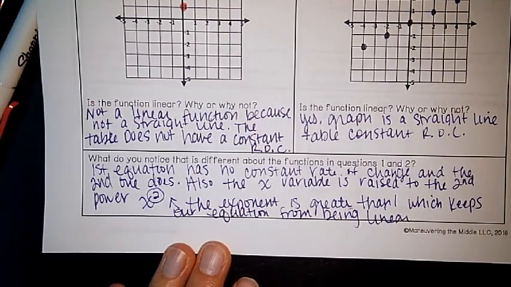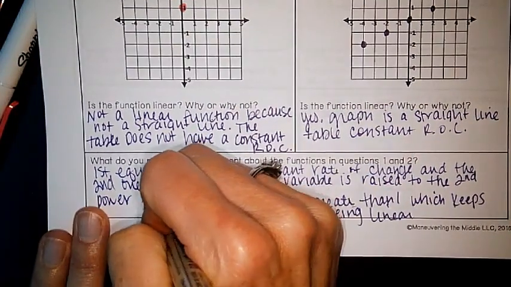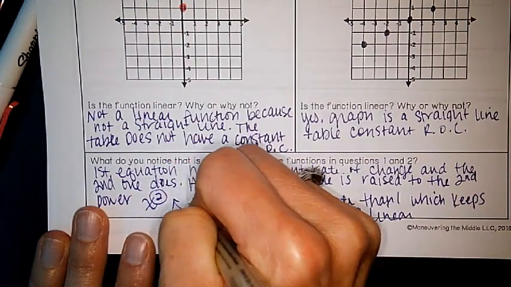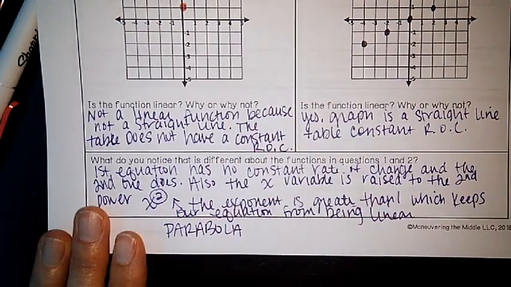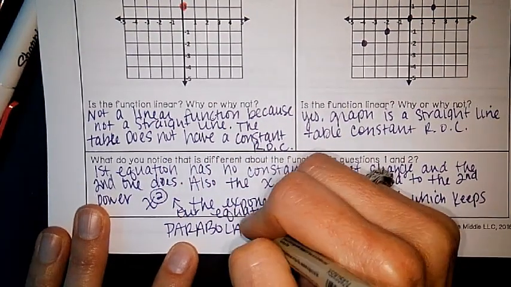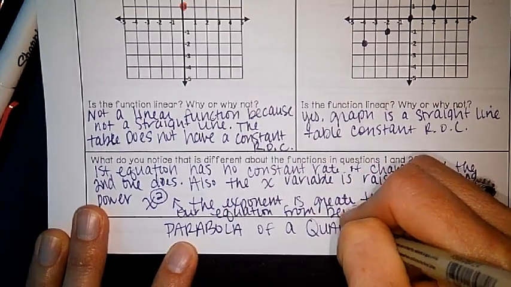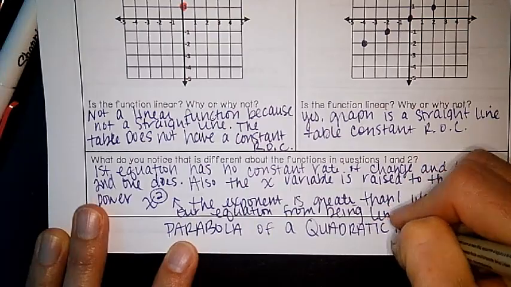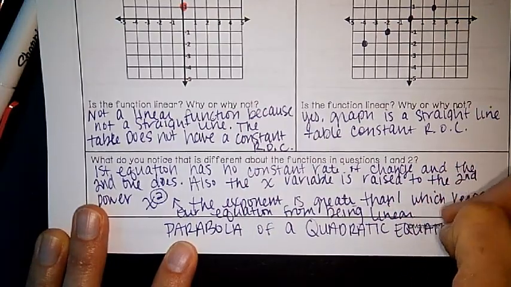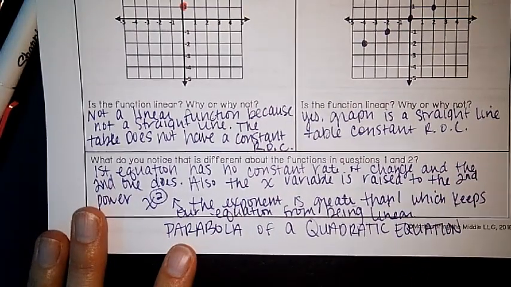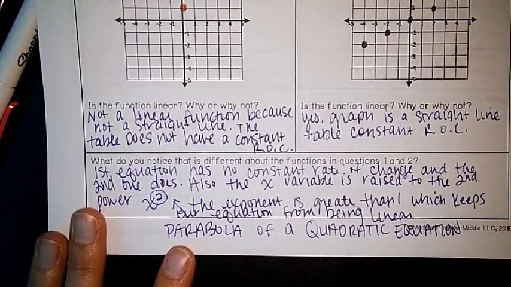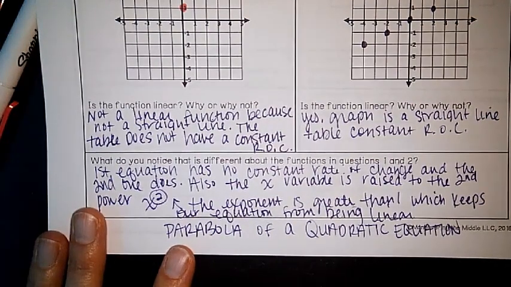Spelled this way. Parabola. You don't have to write this down. It's a parabola of a quadratic equation. You're going to learn that next year in algebra. Guarantee it. And you're going to use it in algebra 2 as well.